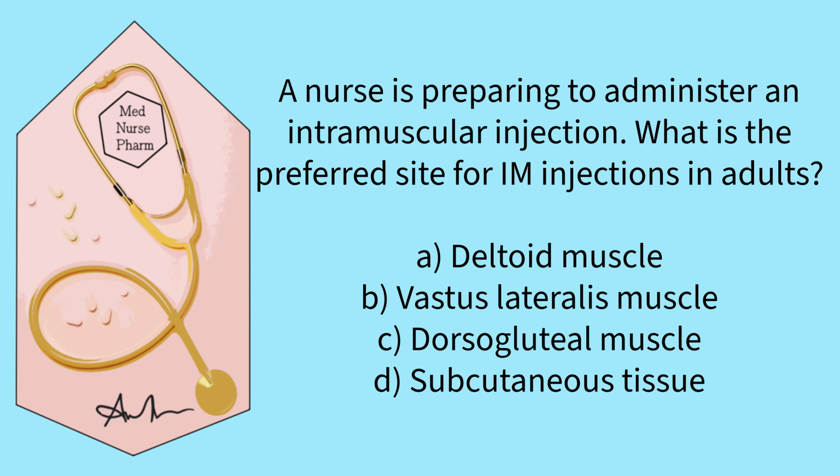The incorrect options are B. While the vastus lateralis is a suitable site, it is often used in infants and young children. C. The dorsogluteal site has been associated with nerve and blood vessel injury, and it is not recommended as frequently as the deltoid and ventrogluteal sites. D. Subcutaneous tissue. Intramuscular injections are administered into muscle tissue, not subcutaneous tissue.